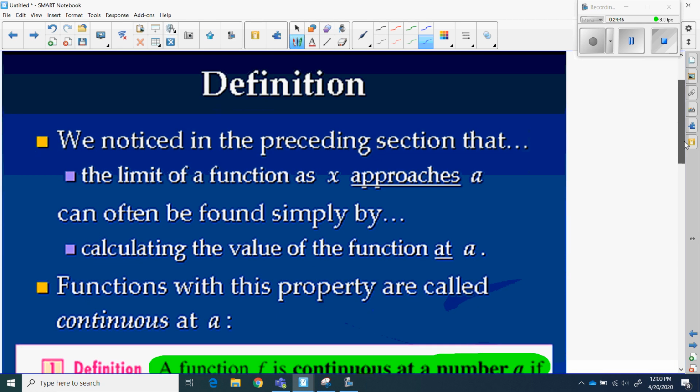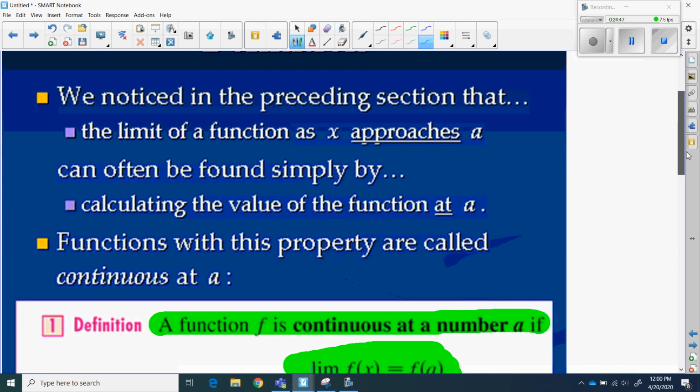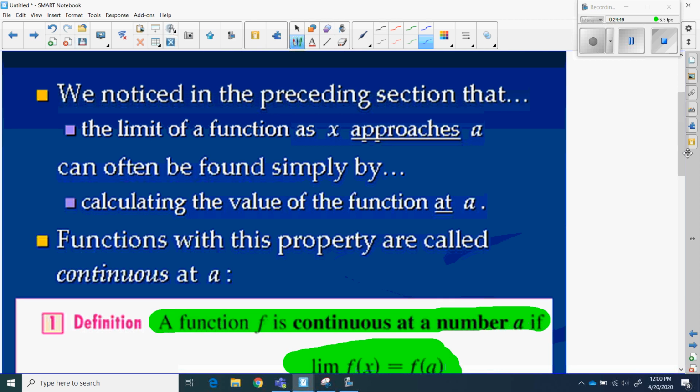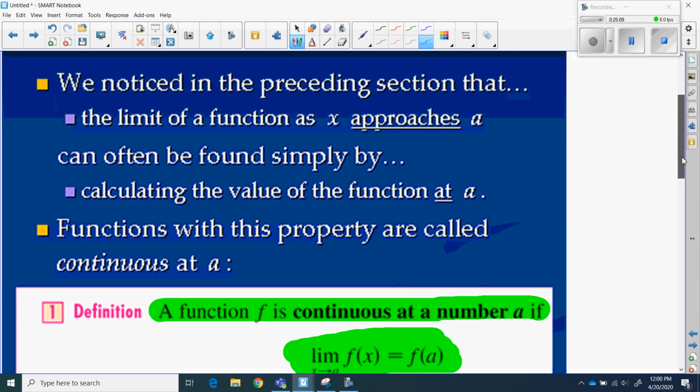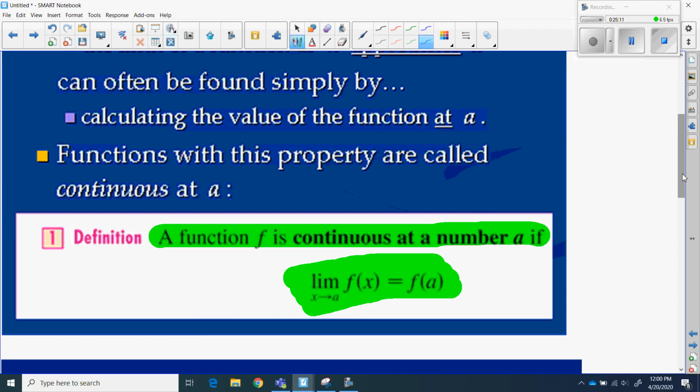All right, so here's just telling us what continuity is. We noticed in the preceding section that the limit of a function as x approaches a can often be found simply by filling in the value at a. If you can do this, then this function is said to be continuous. Oh, well, that sounds easy enough. That implies three things need to be true in order for that to happen. This is the definition of continuity.